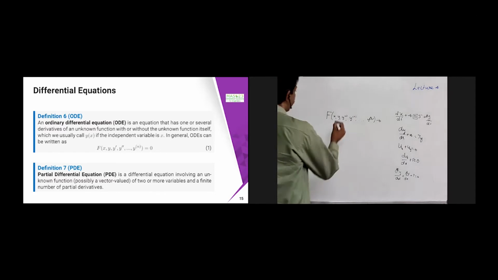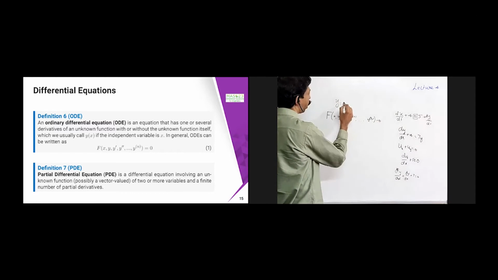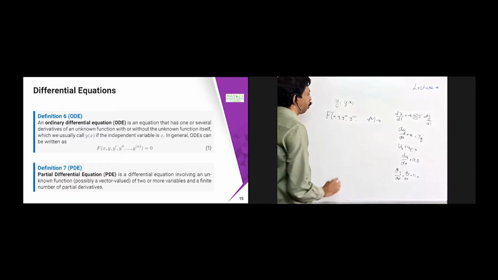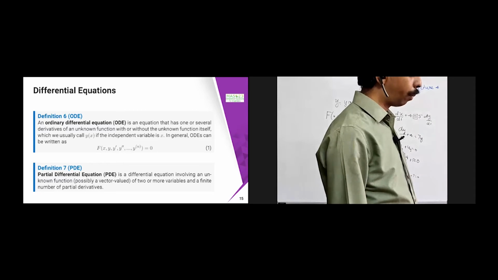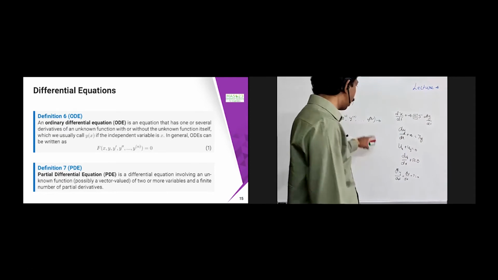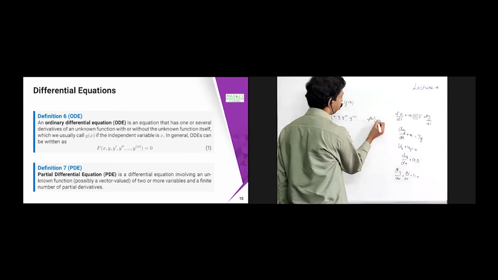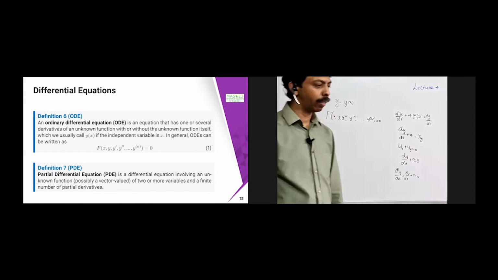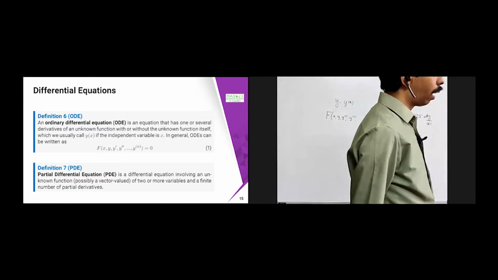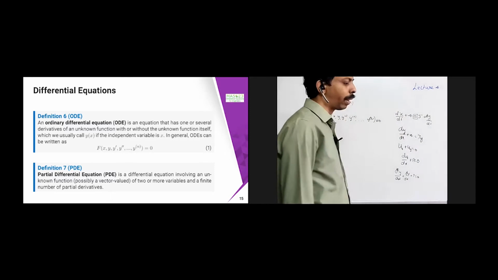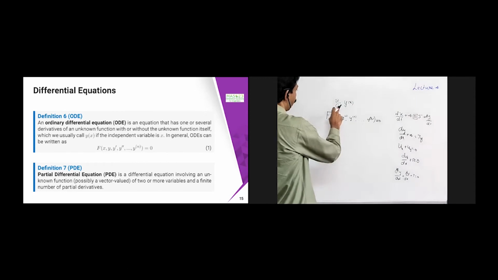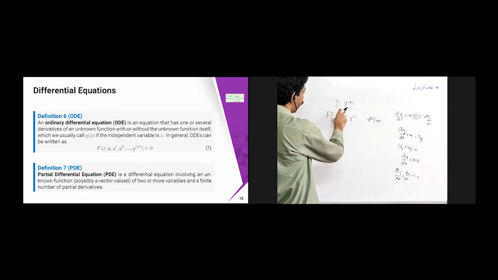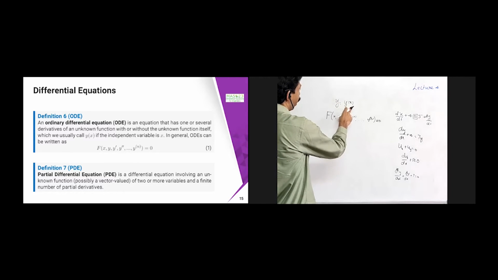Here y is a function of only one variable. In that case, you call it an ordinary differential equation. Usually we take y of x if the independent variable is x. So we say x is the independent variable and y is the dependent variable, meaning the dependent variable y is a function of x alone.